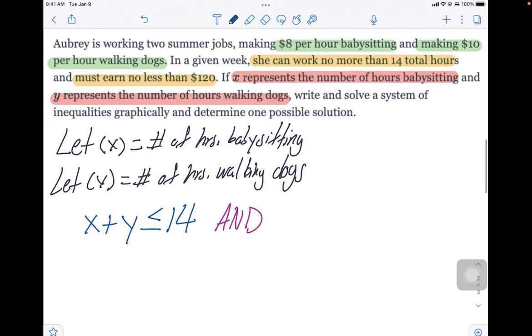Now, the other information we have is that it's $8 per hour babysitting, and if babysitting is X, it's going to be 8X, plus how much does she make walking the dog? She makes $10 an hour, so 10Y. And as far as money, she must earn no less than 120 for the week, so it's greater than or equal to 120.